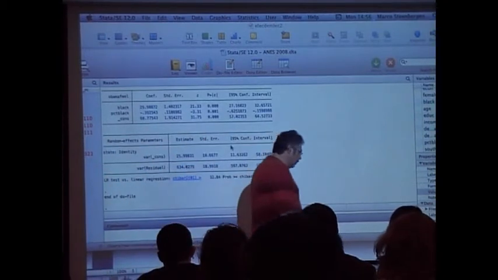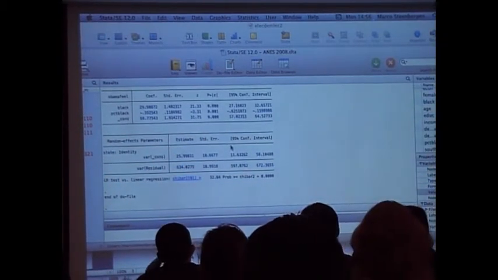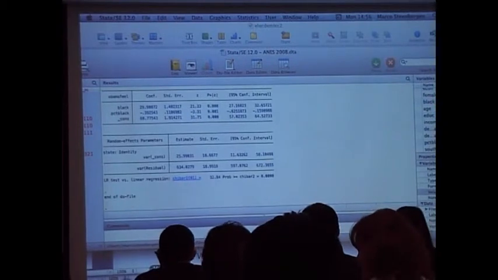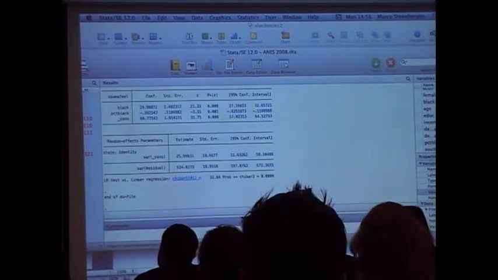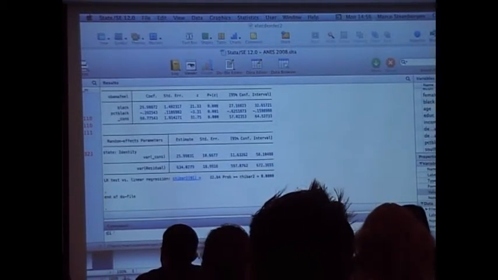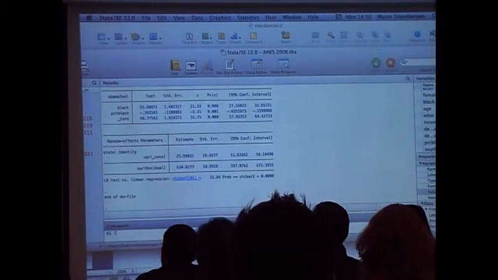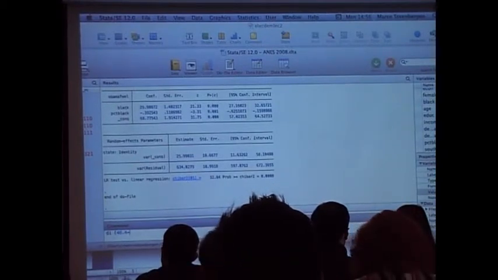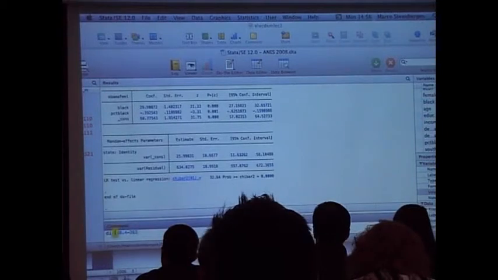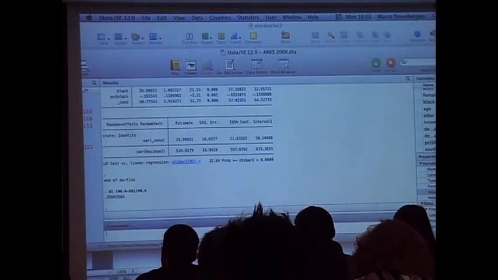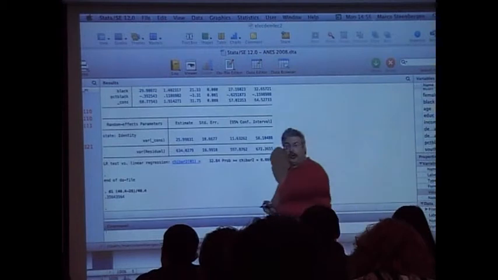And since I'm terrible at arithmetic, I'm not going to try to do this. I'm going to invoke Stata as a calculator. If you do DI, which stands for display, everything that comes after is just like a pocket calculator. So what do I have? I have 40.4 minus 26 divided by 40.4. And that's my R squared, call that 0.36.